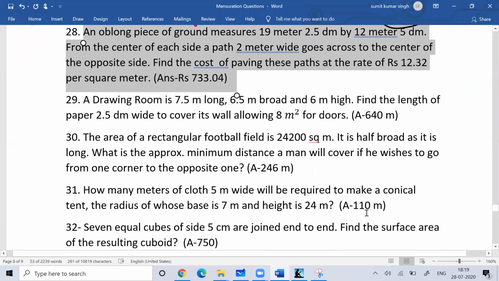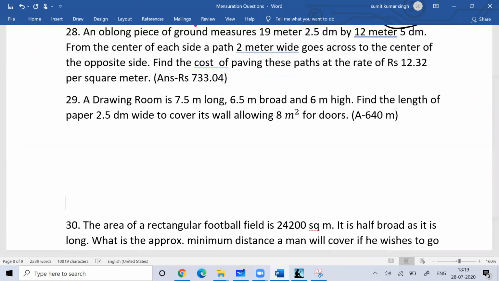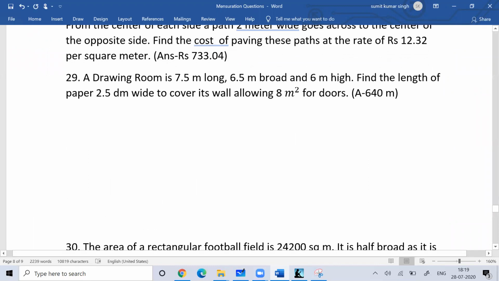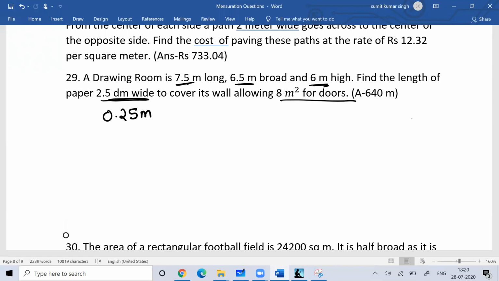So now you can see the next question. A drawing room is 7.5 meter long, 6.5 meter broad, and 6 meter high. Find the length of papering 2.5 meter wide. So everything in meters. So this would be 0.25 meter wide to cover the wall allowing 8 meter square for doors.